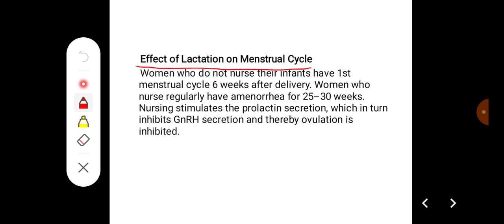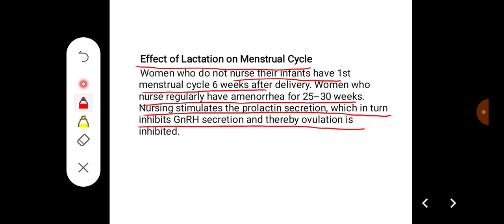Effect of lactation on the menstrual cycle. Women who do not nurse their infants have the first menstrual cycle 6 weeks after delivery, and women who nurse regularly have amenorrhea for 25 to 30 weeks. Nursing stimulates prolactin secretion, which in turn inhibits GnRH secretion, and thereby ovulation is inhibited.